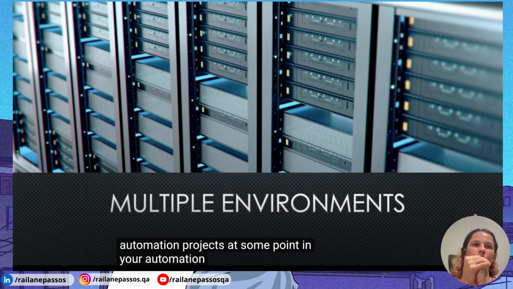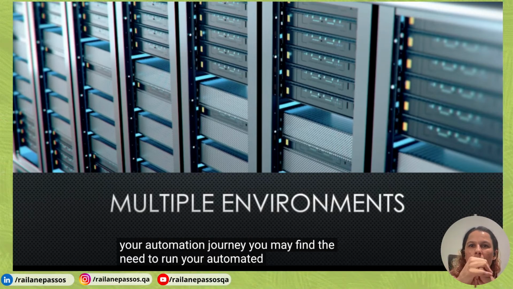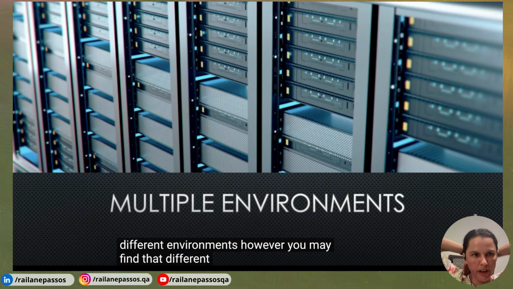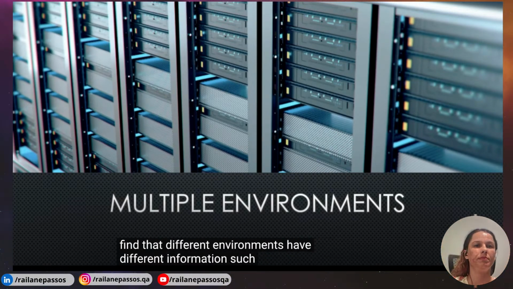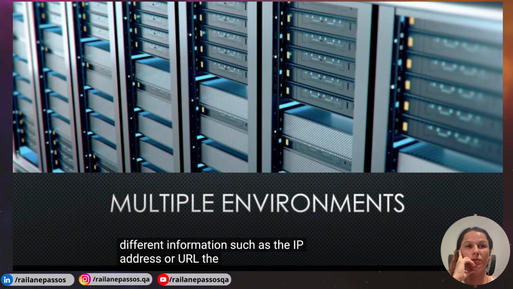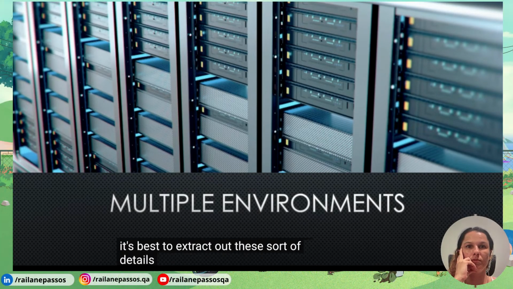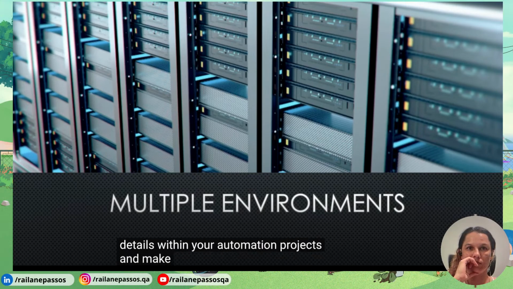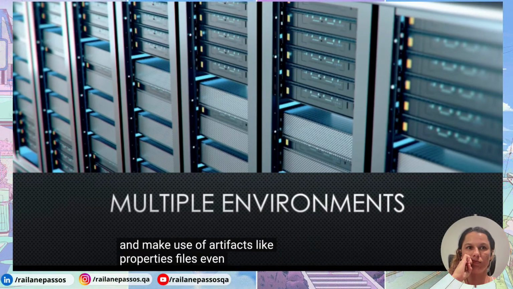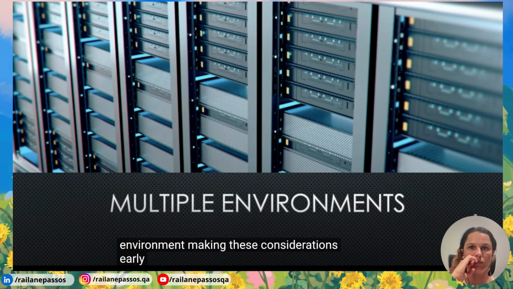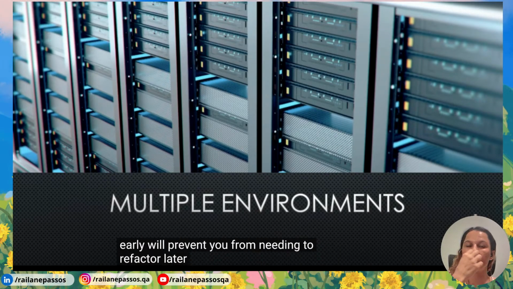At some point in your automation journey, you may find the need to run your automated scripts on different environments. However, you may find that different environments have different information, such as the IP address or URL, the login credentials, the database information. For this reason, it's best to extract out these sort of details within your automation project and make use of artifacts like properties files, even during your early phases of automating for a single environment. Making these considerations early will prevent you from needing to refactor later.